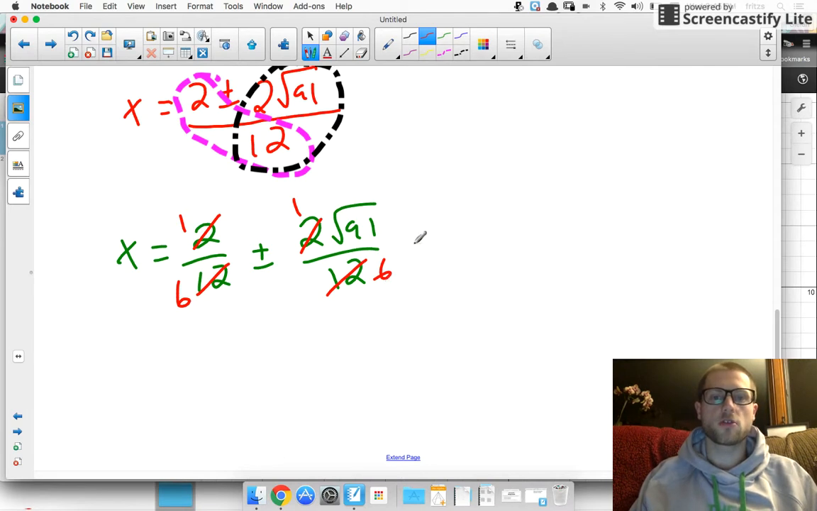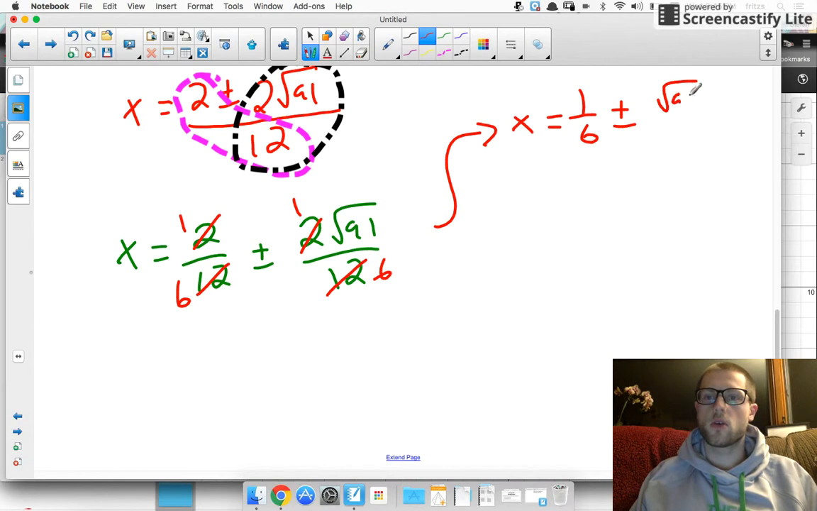So my final solutions here are going to be x equals, let's try that again. X equals 1/6 plus or minus root 91 over 6. And remember, this does mean two solutions because of the plus or minus. I have one solution where I have 1/6 plus the square root of 91 over 6, and one solution is 1/6 minus the square root of 91 over 6.